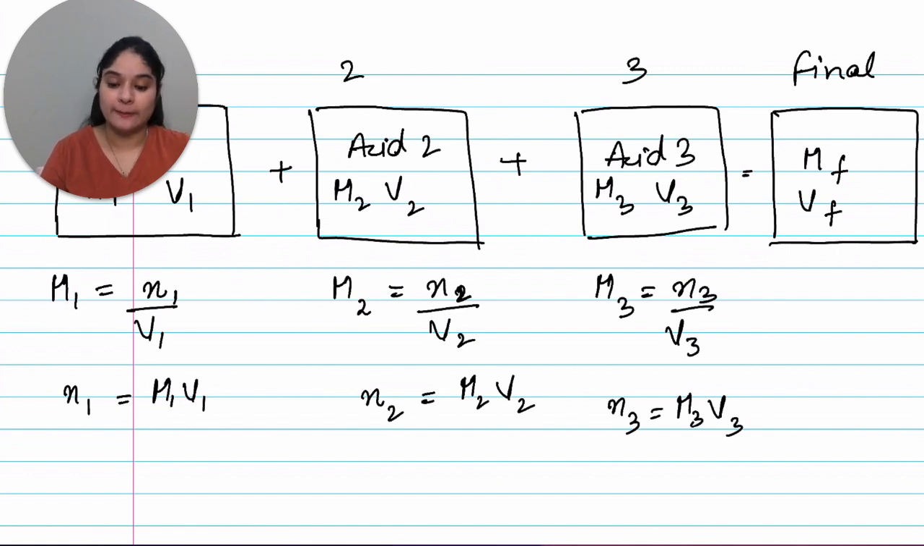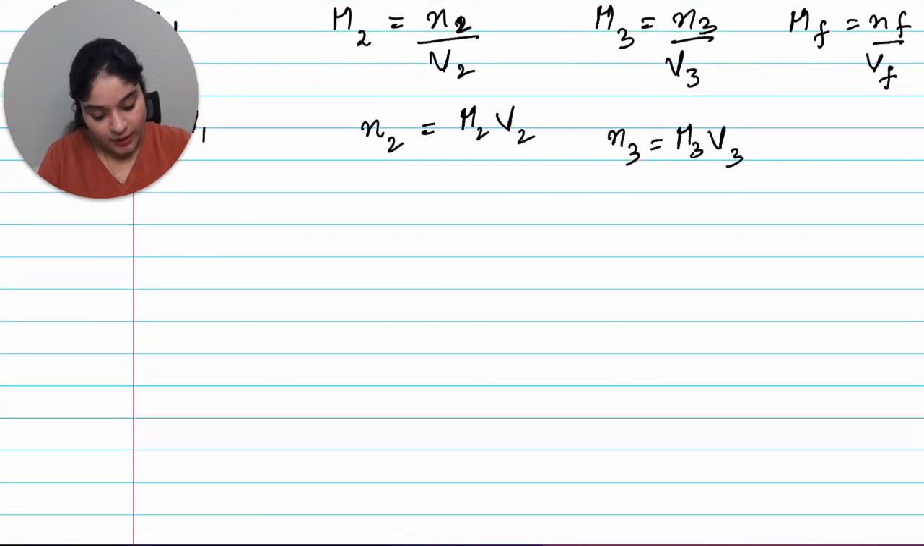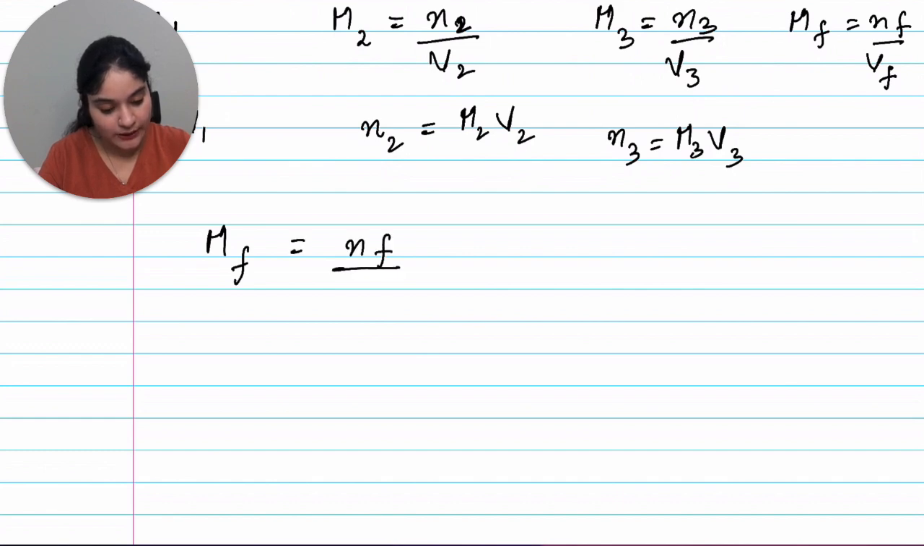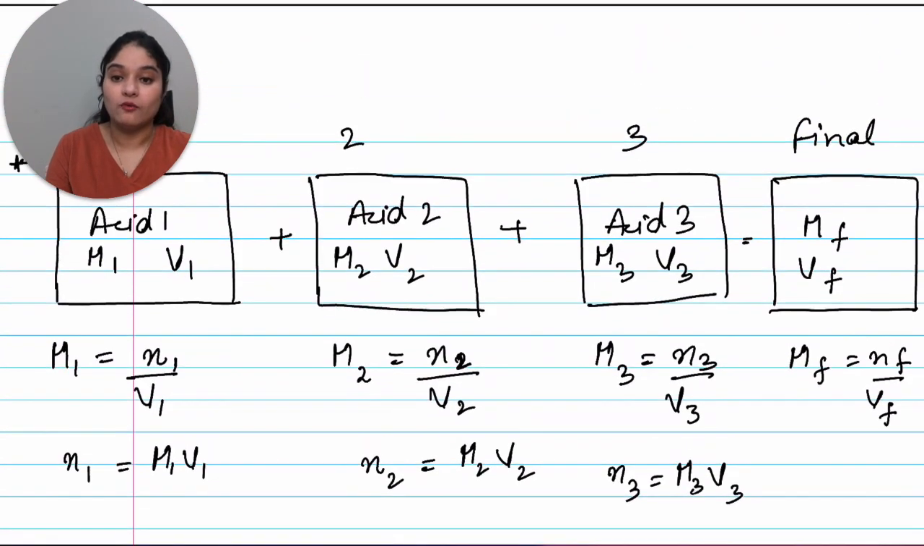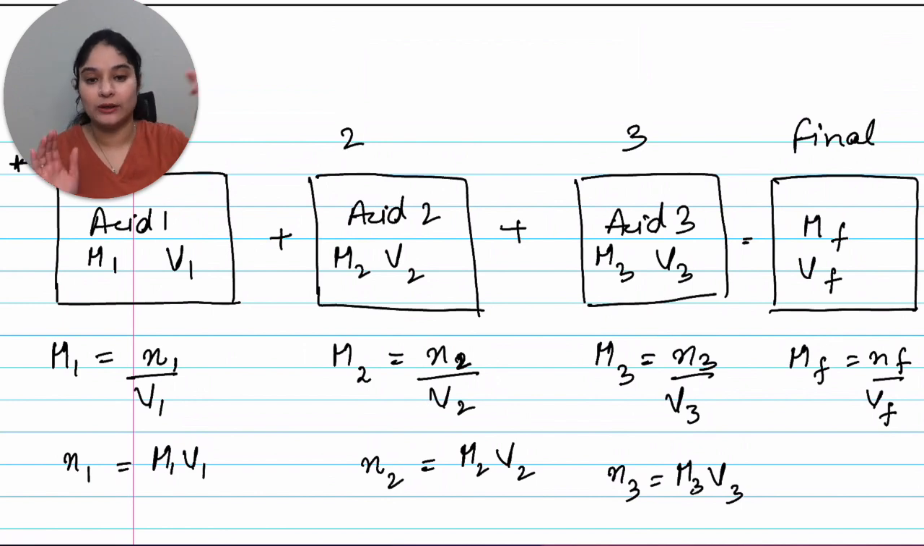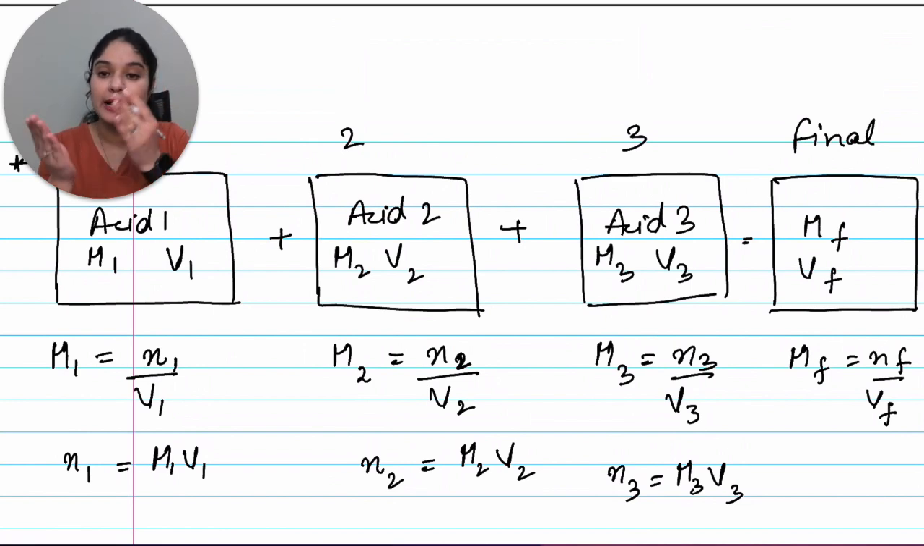And if you talk about the final, M final will be equal to N final upon V final. Now I'm calculating for the final one. That is correct. And what is N final? If you have acid 1 with number of moles X, acid 2 with number of moles Y, acid 3 with number of moles Z, your final case will be X plus Y plus Z. So that is exactly what we will do, we will just add up the moles.